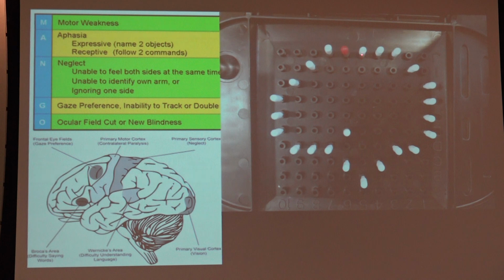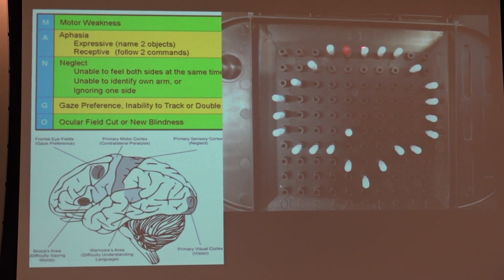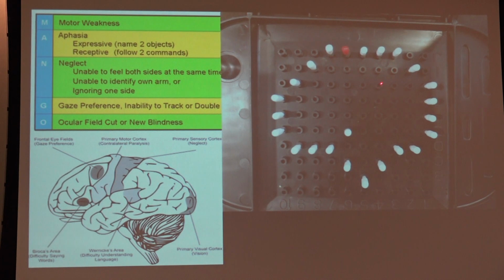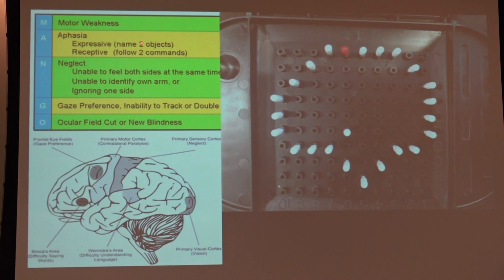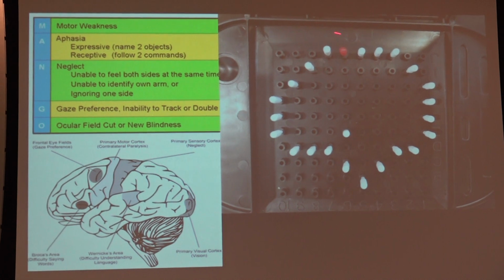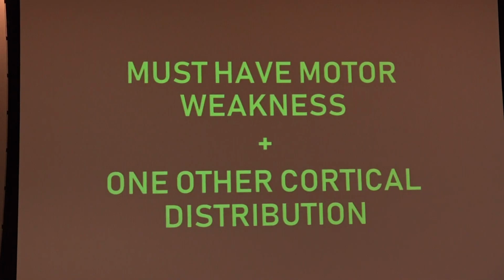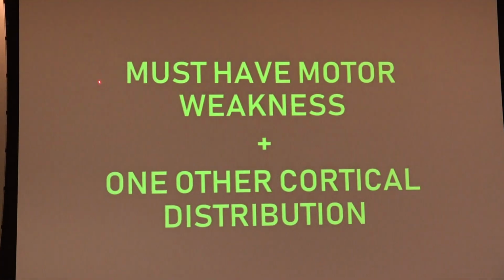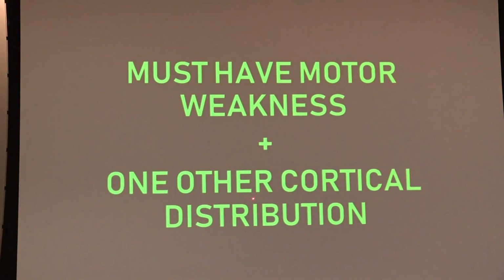Let's look at this guy. This guy has motor weakness, but look at this. No other cortical distributions here. So you must have motor weakness plus one other cortical distribution. This person is not MANGO positive. We do not suspect an LVO. They do not need to go to a comprehensive center. So again, to be MANGO positive, you have to have motor weakness and one other cortical distribution.